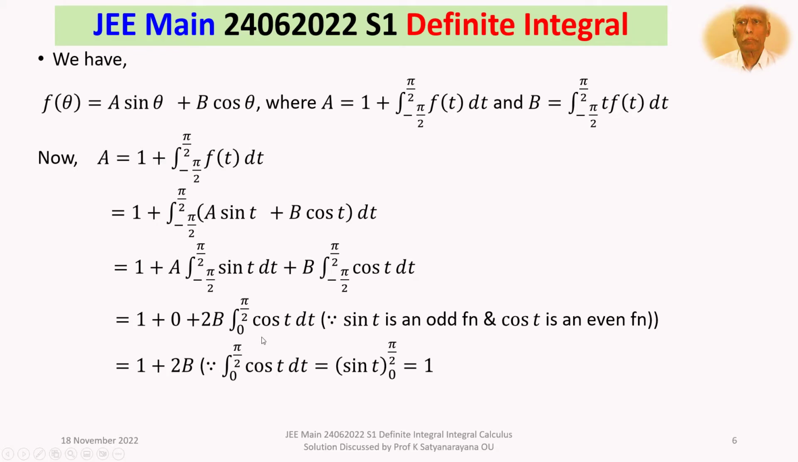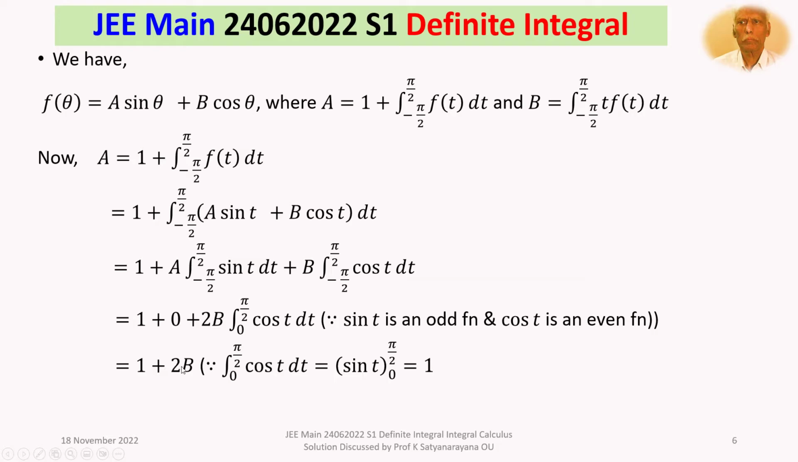And why? Because the integral from 0 to pi by 2 of cos t dt, after integration, is sin t, to be evaluated from 0 to pi by 2. So, after evaluation, sin pi by 2 is 1, sin 0 is 0. So, you will get this one. So, this integral is the answer 1.